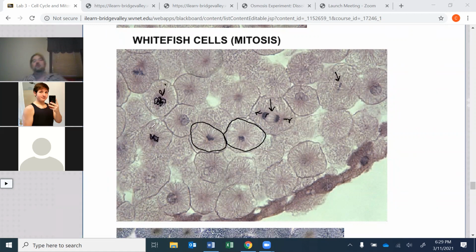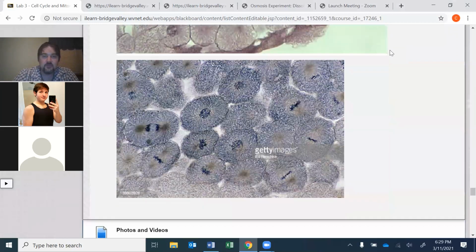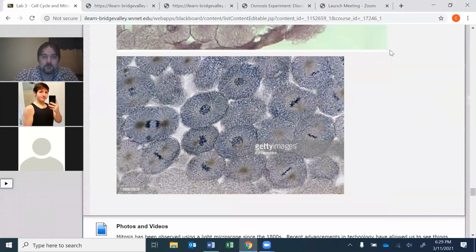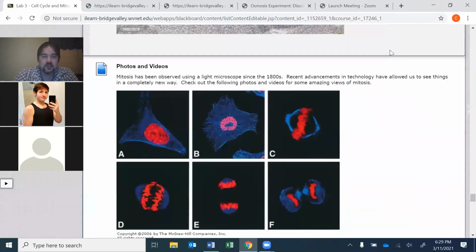And so what you're going to do in your lab report is draw the different stages of mitosis. And so, you can draw them a certain way. There's some more pretty pictures. So you just practice looking at them.